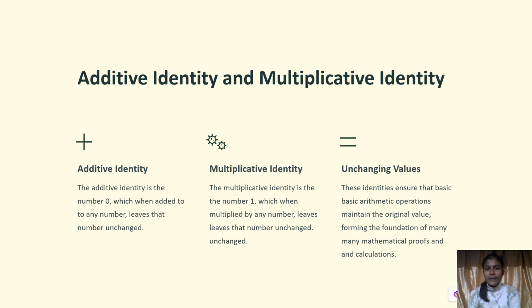Additive identity and multiplicative identity. Additive identity. The additive identity is the number 0, which when added to any number leaves that number unchanged. Multiplicative identity. The multiplicative identity is the number 1, which when multiplied by any number leaves the number unchanged. Unchanging values. These identities ensure that basic arithmetic operations maintain the original value, forming the foundation of many mathematical proofs and calculations.